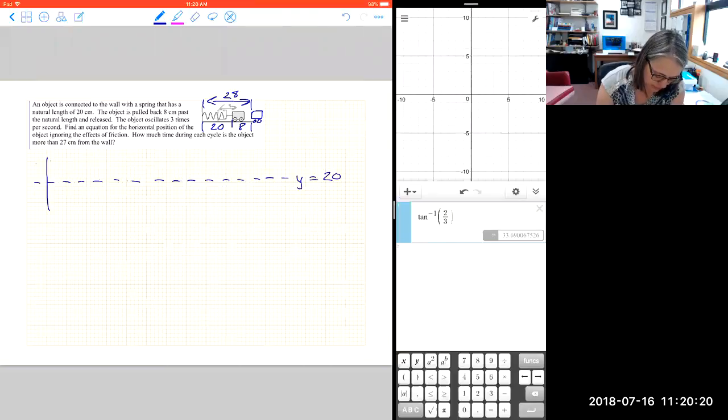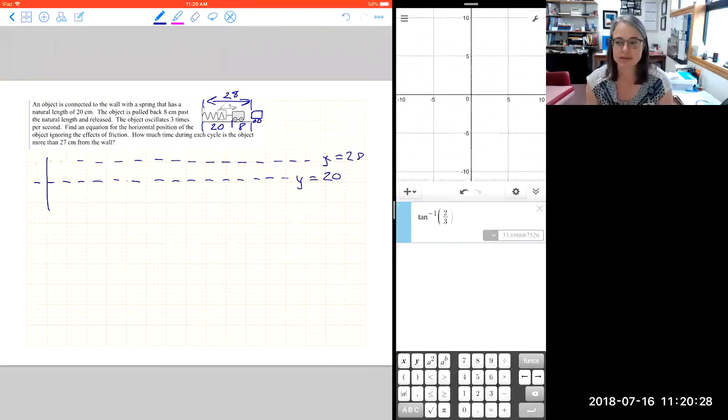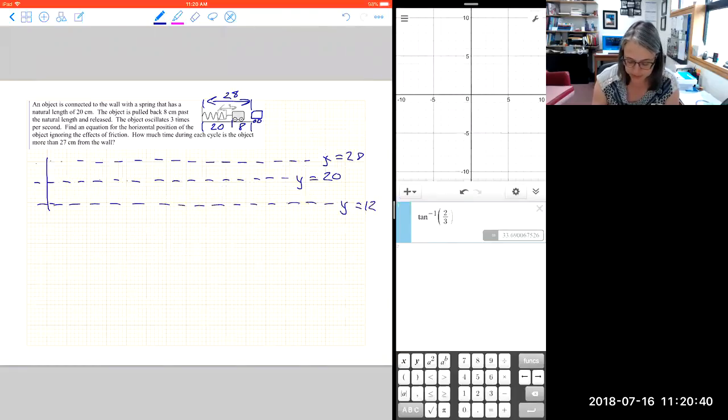So this top curve that I'm putting in right now is going to be the top of my oscillating function. And the minimum distance is 8 less than 20, or 12.